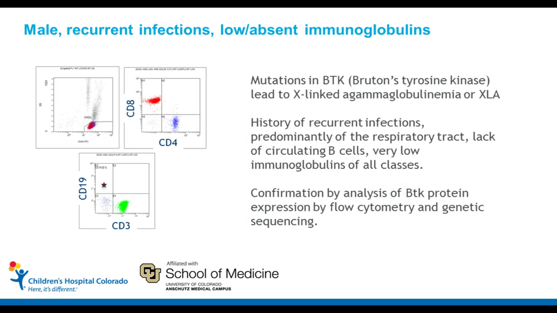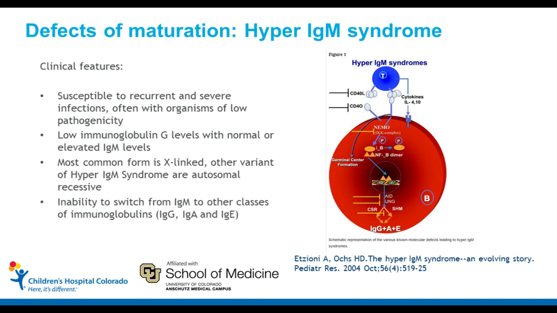So BTK or XLA is the prototypic antibody deficiency where B cells are absent in the periphery. So we'll move on then to defects of maturation. Now in this case, B cells are present in the periphery. They can be detected by flow cytometry. However, they're not functioning in the proper way we would expect them to function.